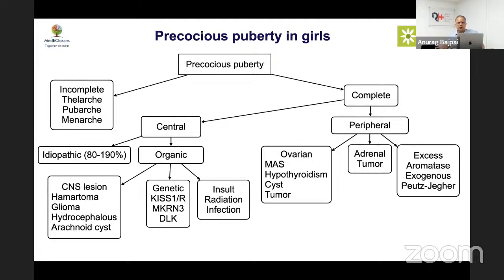So now I invite Dr. Vibha to cover the different aspects of etiology of precocious puberty.